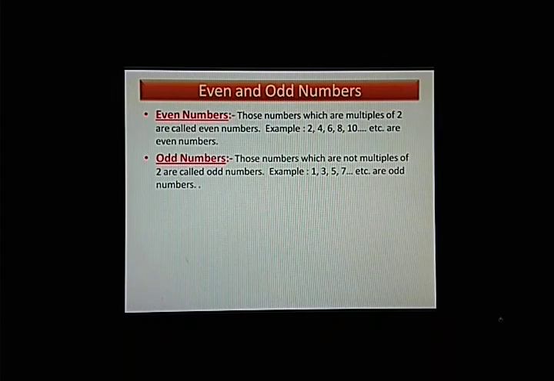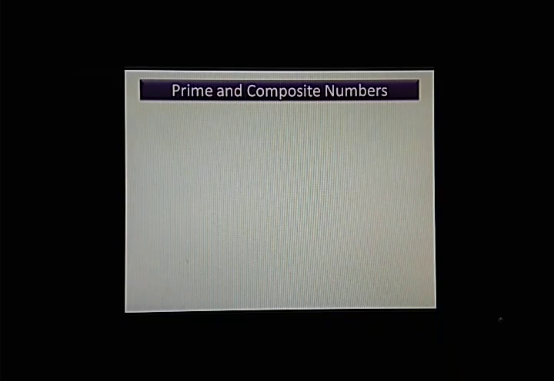So I hope this is clear to you: what is an even number and what is an odd number, the basic difference between them. Now moving on. Next is prime and composite numbers. So what are prime and composite numbers?